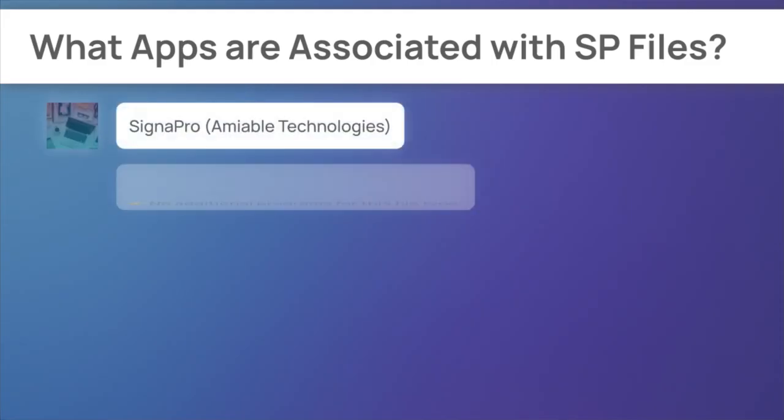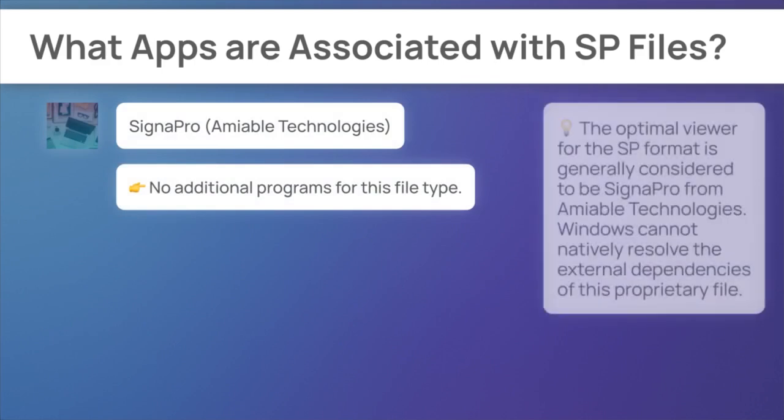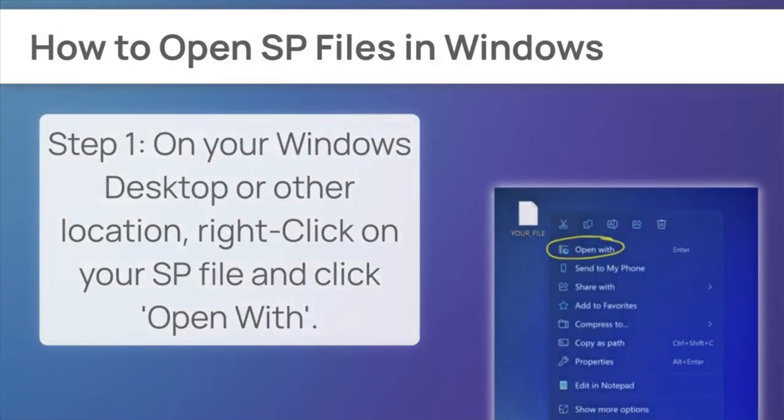The SP file originated with and is formally handled by SignaPro, developed by Amiable Technologies. The file structure is too complex for native Windows editing tools to manage reliably. Windows isn't built to read full CAD specifications, so full access depends on specialty modeling applications. Let's find the specific program that links to the file signature.